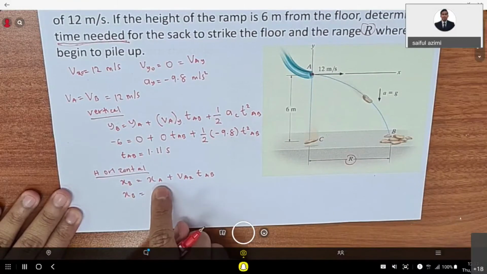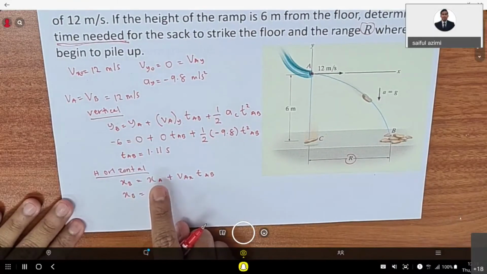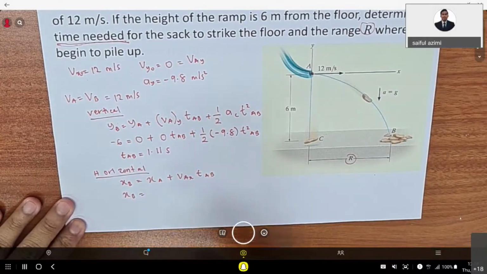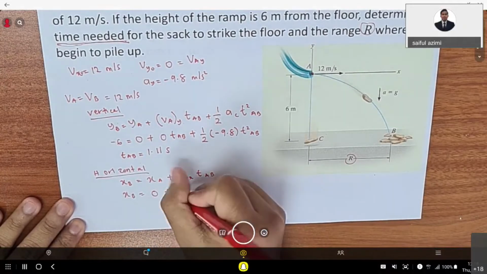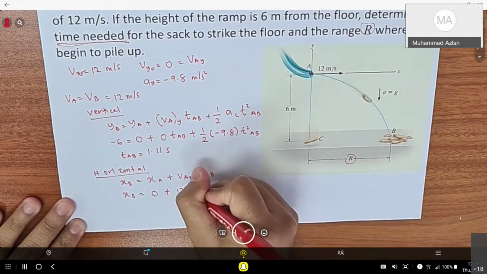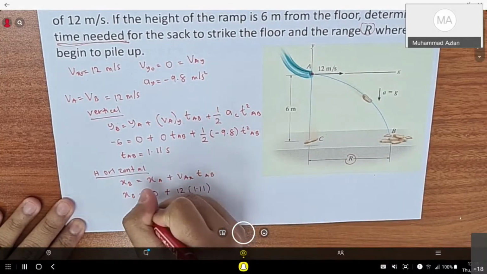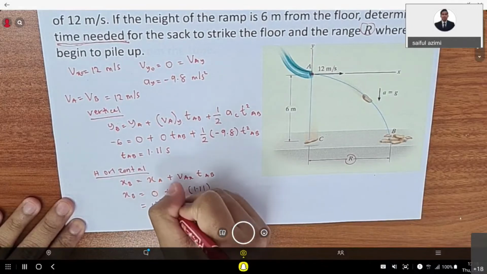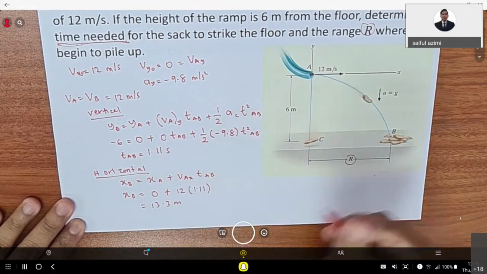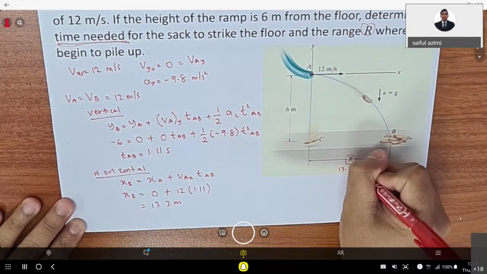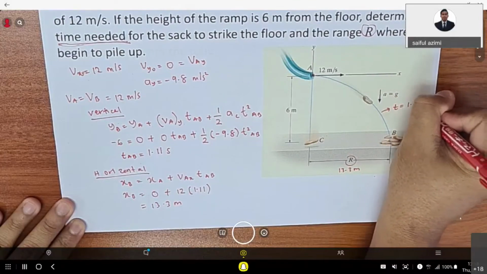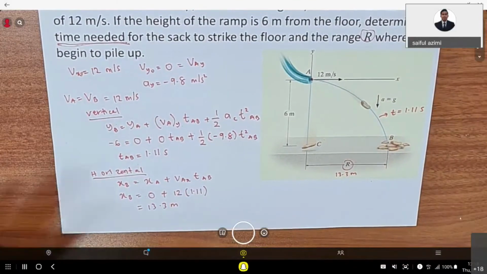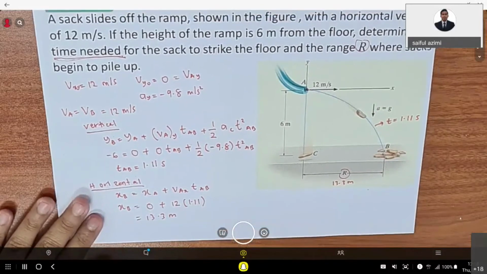It equals, what is the value of XA here? 0. Okay, 0 plus VAX, which equals 12, multiplied by 1.11. So you get the answer of 13.3 meters. So this is 13.3 meters, and the time equals 1.11 seconds. So this is the info that you wanted to find in the question.